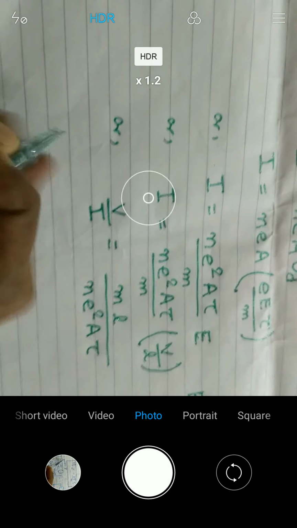Using Ohm's law, V by I can be written as the resistance of the wire. So the formula for resistance is mL divided by Ne²Aτ. So this is the formula for resistance offered by a metallic wire.